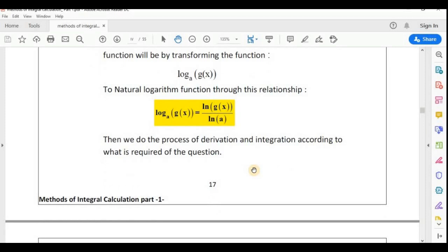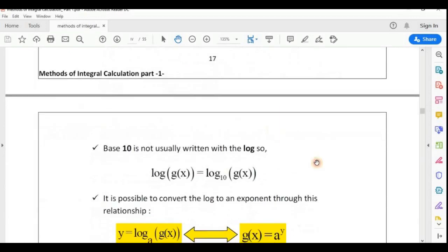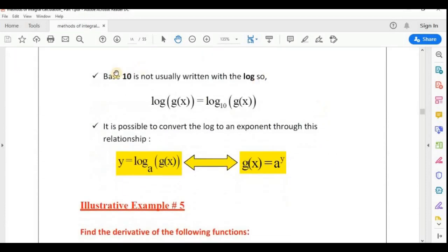After we transfer it to the natural logarithm, then we do the process of integration according to what is required of the question. Okay. Another important note: base 10 is not usually written with the log. So log g(x) will be equal to log base 10 of g(x). So the number 10 usually is not written.